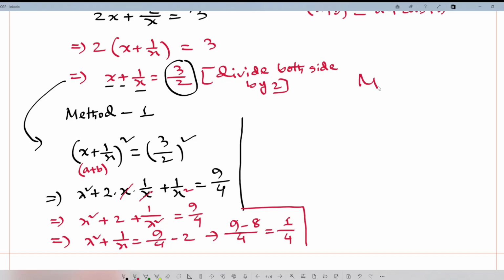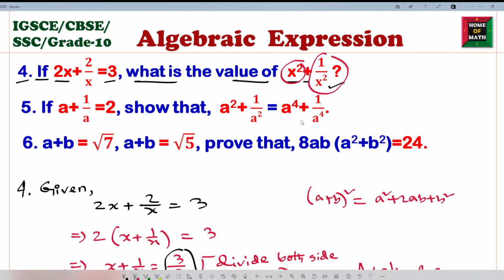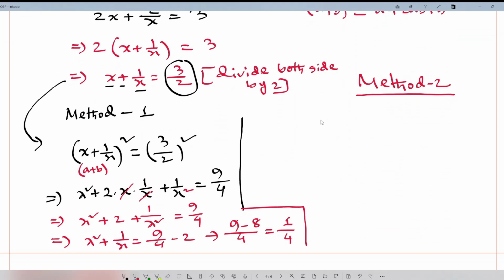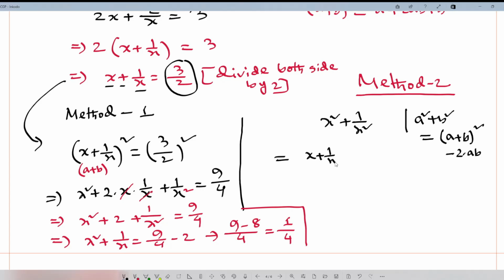And method 2. We have to find out the result of what? x square plus 1 by x square. So we can write here x square plus 1 by x square. It's looking like a square plus b square. We know the theory, a plus b whole square minus 2 times ab. So this one also we can write like this: x plus 1 by x whole square minus 2 times x times 1 by x. So x and x cancel out.